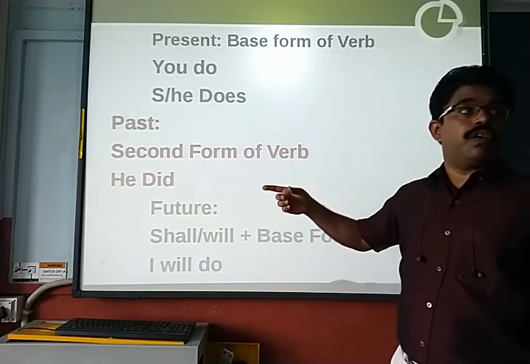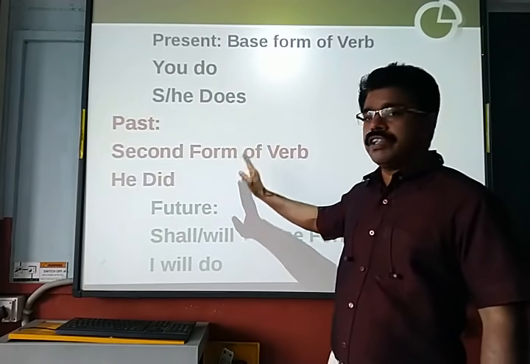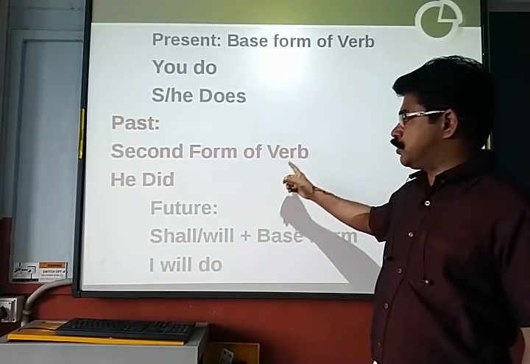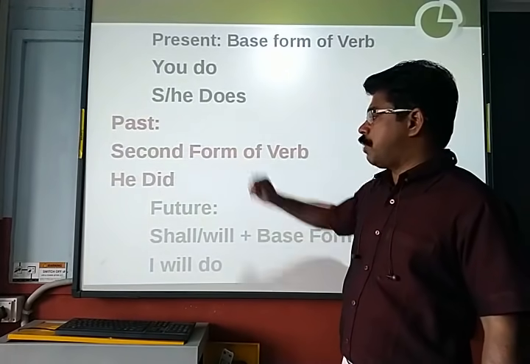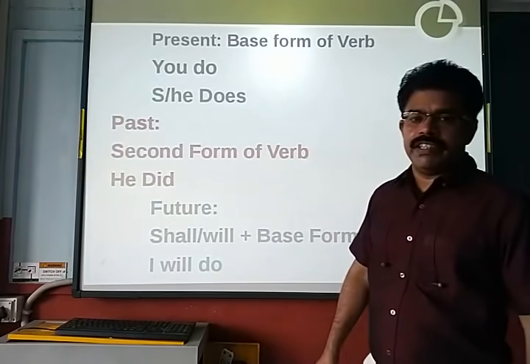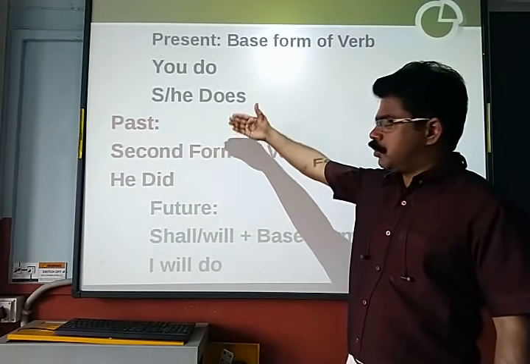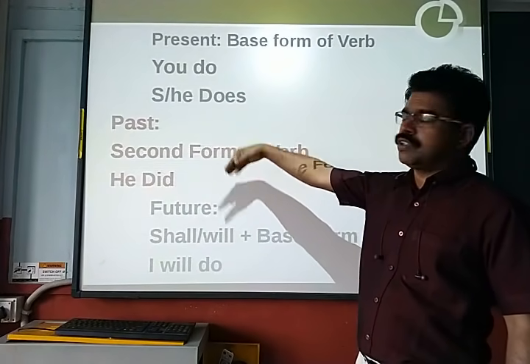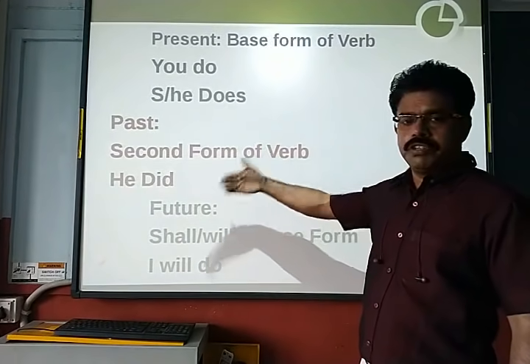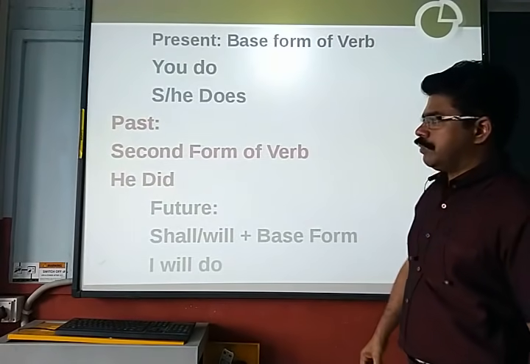When we speak about the second form of the verb, we generally speak about the past tense. The past form of the verb is used with the past tense. For example, he did. Now we don't see any change of forms in it. Whichever person it is used with, you will see the same form is used here. I did, you did, we did, he, she, it, they did. So the same usage is given here.